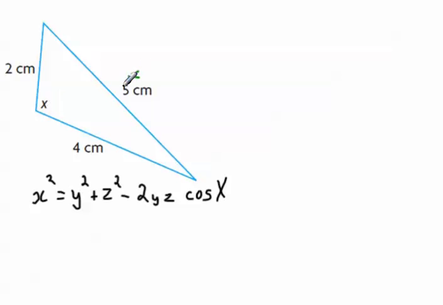it's across from angle x, and then we'll call this angle y and angle z. So this would be side z and side y.